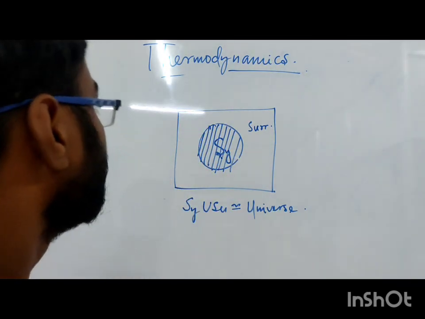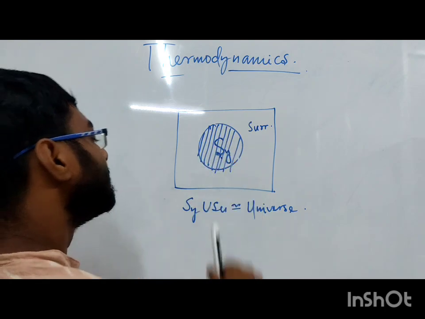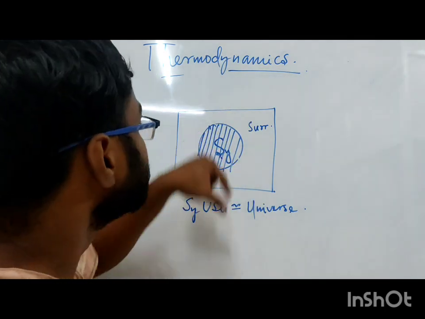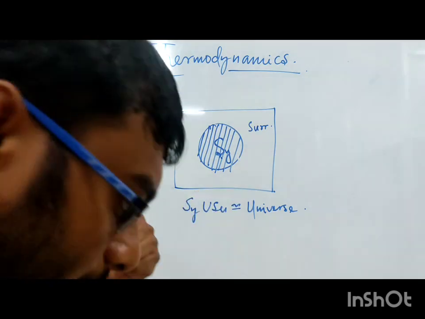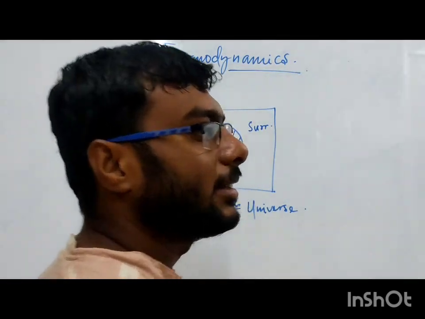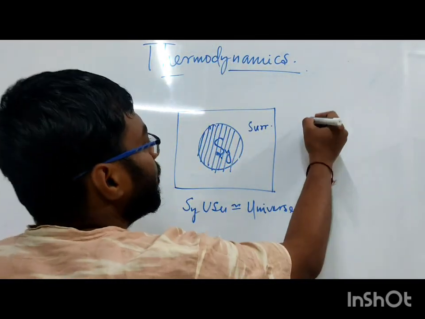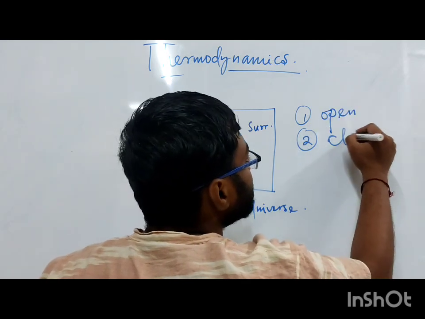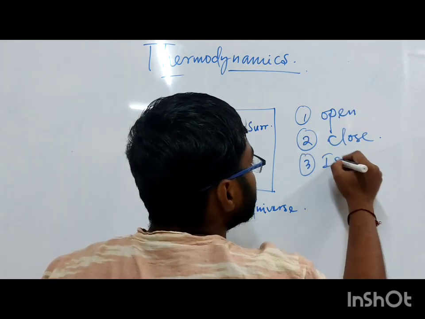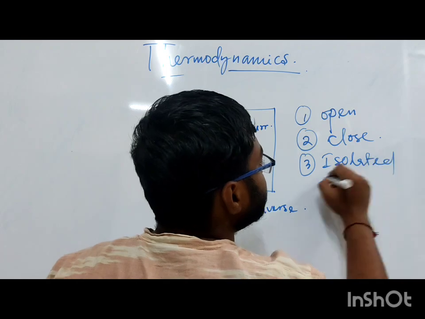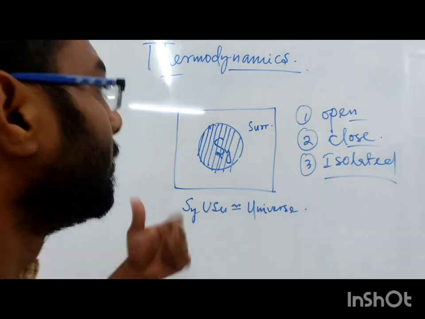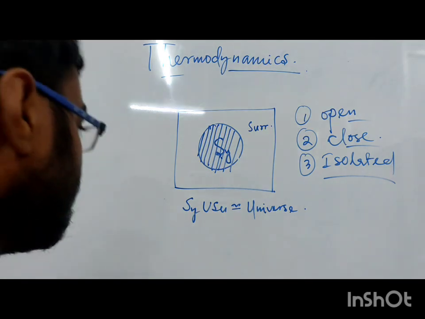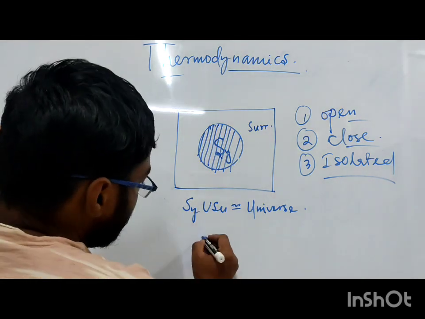Now as the finite boundary is there between system and surrounding, using this boundary we can identify three types of system. One is open system, two is closed, three is isolated. Now the question is, what is open system, what is closed, and what is isolated? Let us examine.